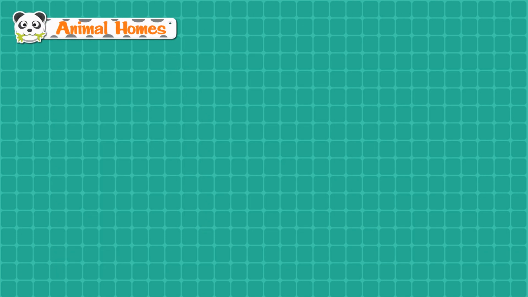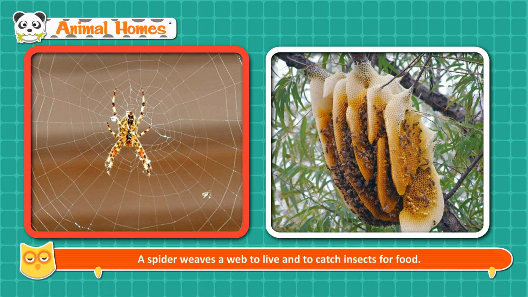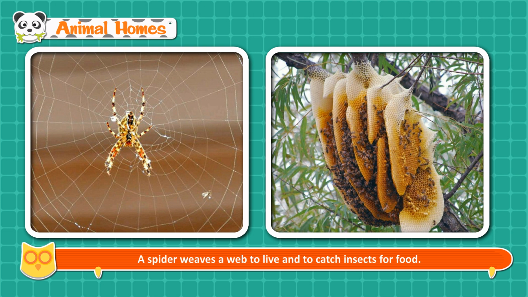Animal homes. Like us, animals also need food and shelter. For protecting themselves from rain, heat, cold and enemies, some animals build their own houses. A spider weaves a web to live and to catch insects for food. Honeybees build hexagonal structures called hives. They live and lay eggs in these hives. Bees also make honey in the beehives.